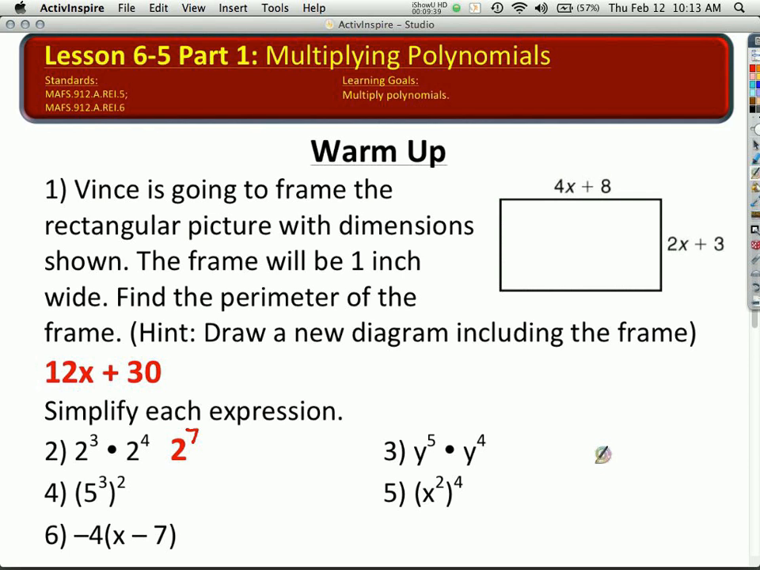All right, number 3, what's that? Simplified. I got student 2, 12, and 13. Student number 2. Y to the 9. Okay, student number 12. Y to the 9. Student number 13. Y to the 9. So I have 3 students in my room who know how to simplify that. Very good.